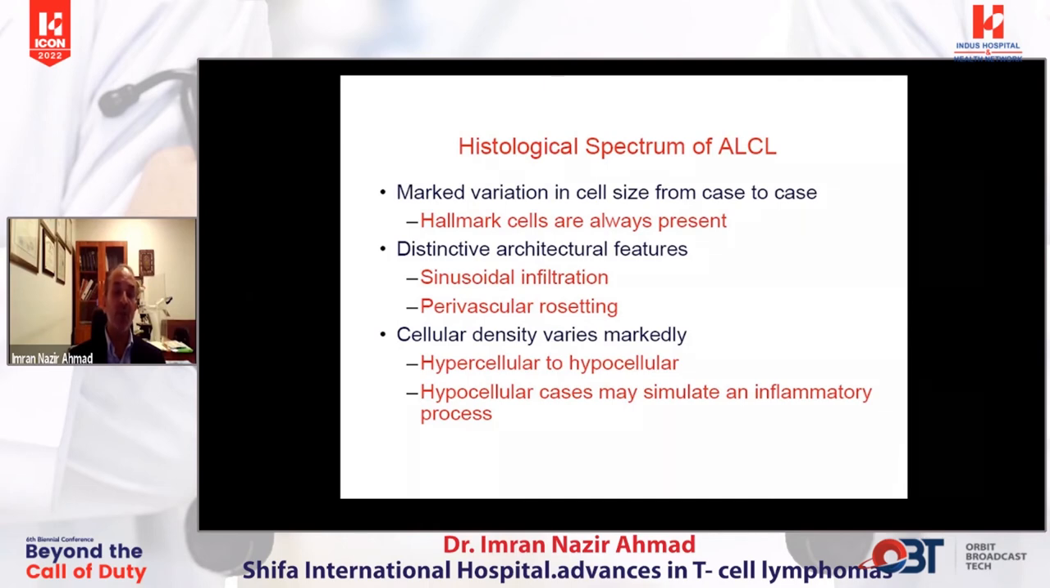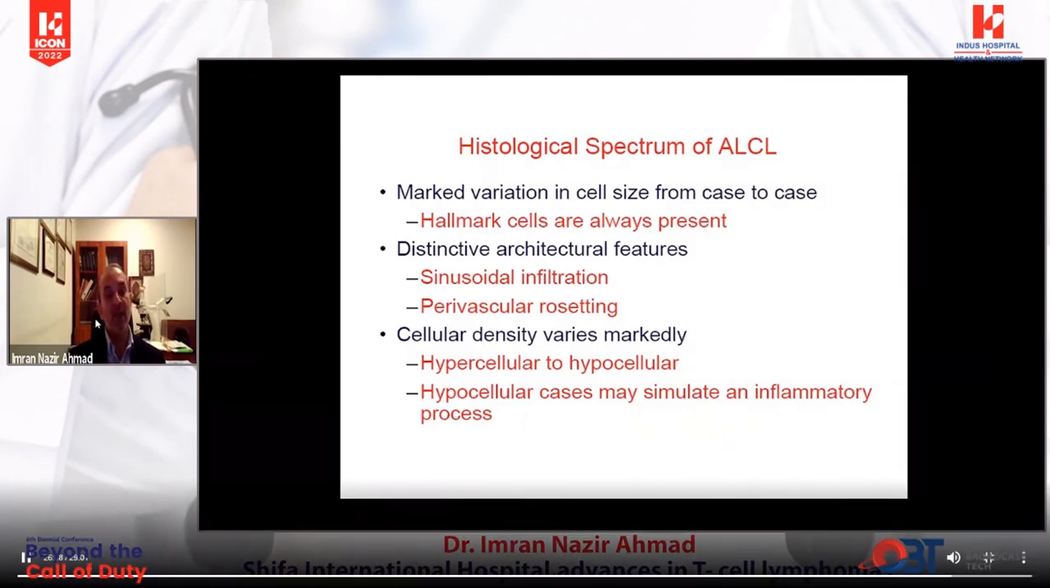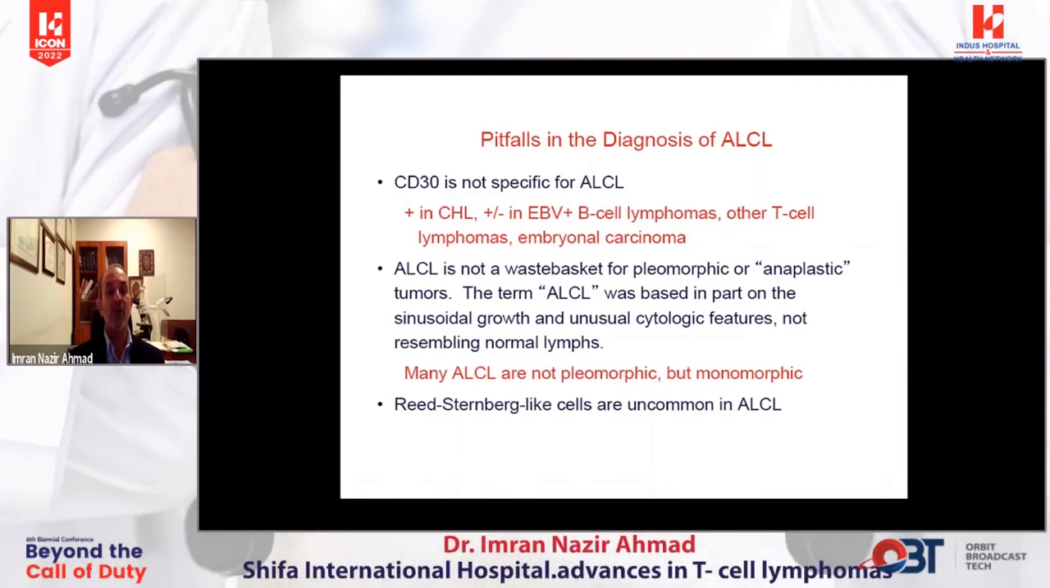They can have sinusoidal infiltration, which can closely mimic carcinoma. And then we can also have perivascular rosetting. They can be hypercellular or hypocellular. But the pitfall in diagnosis is that CD30 is not specific for ALCL, and that's why I showed that table, that other lymphomas, Hodgkin and B and other T cell lymphomas can also be CD30 positive. But one take home point is that strong, diffuse, crisp CD30 positivity is only seen in ALCL.